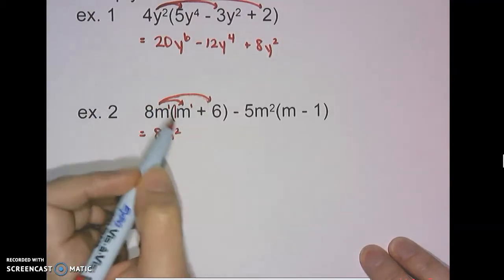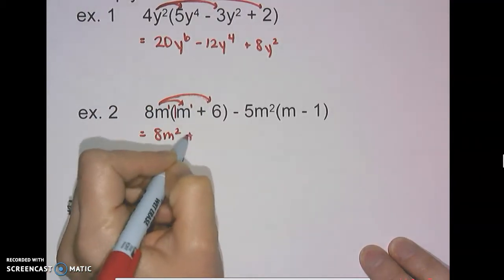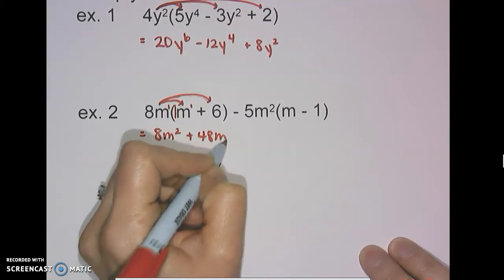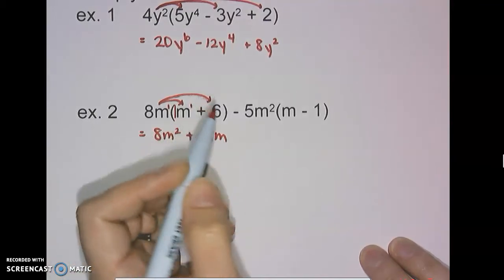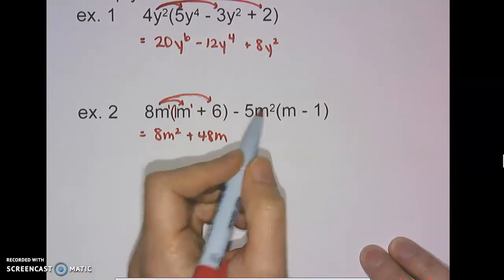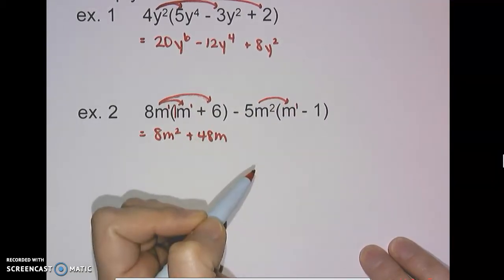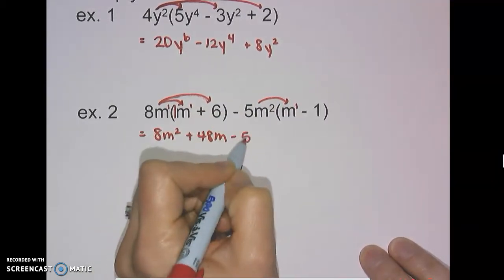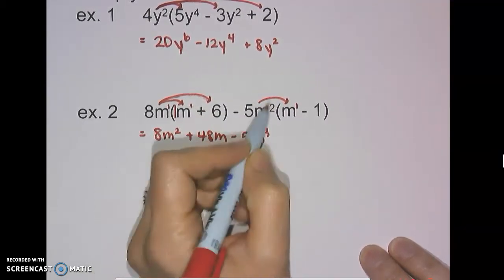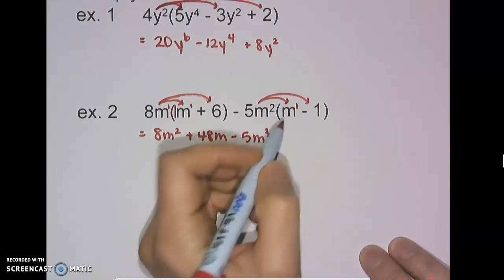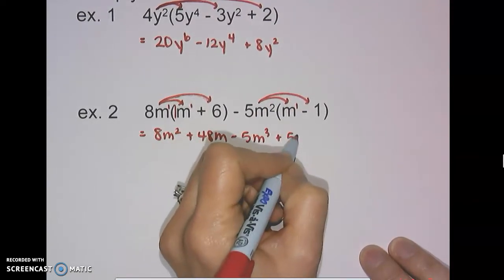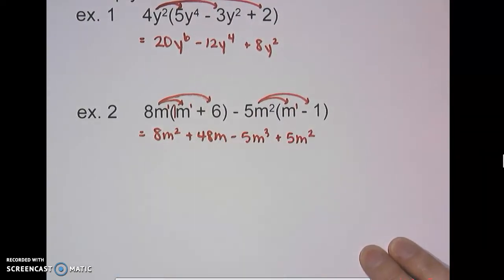8m times 6 would give us 48m. That's been distributed to everything, so we're moving on. Negative 5m squared times m, again that's m to the first, would give us negative 5m to the third power. And negative 5m squared times negative 1 would give us a positive 5m squared.